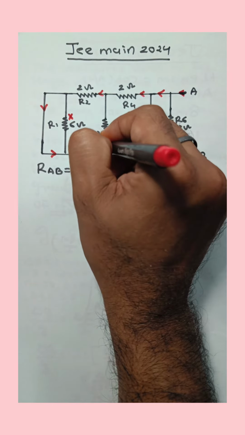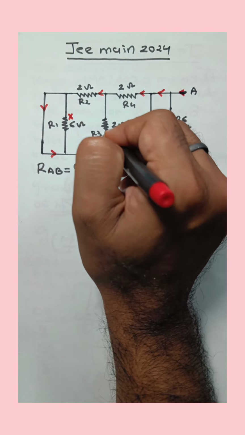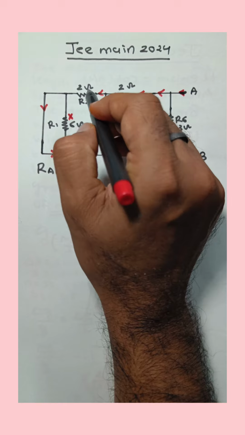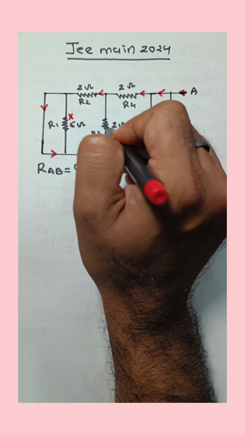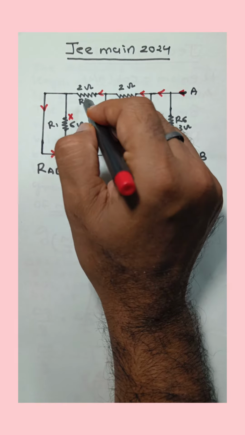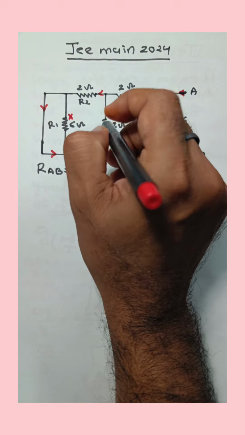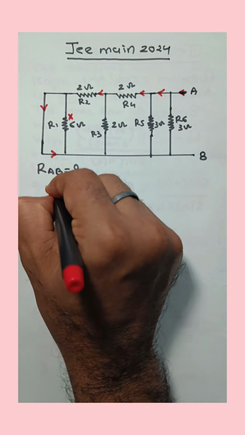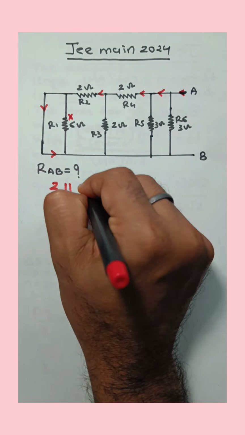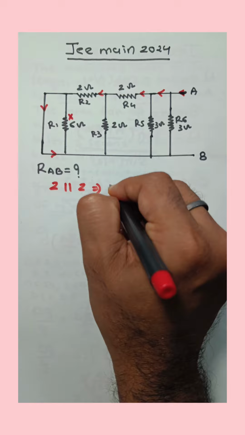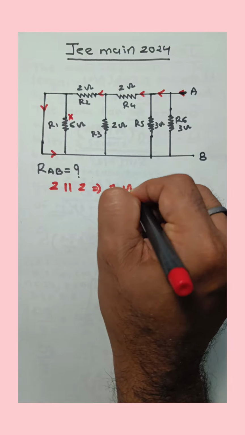So here we can say that R2 and R3 are in parallel connection. So what is the equivalent of R2 and R3? 2 and 2 in parallel. 2 is parallel with 2. So 4 by 4 is 1 ohm.